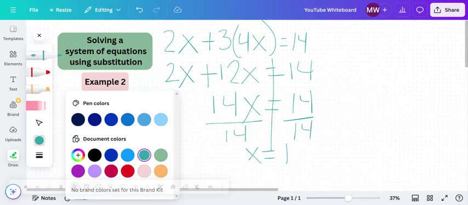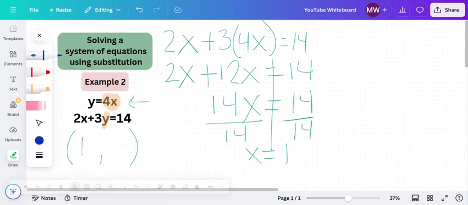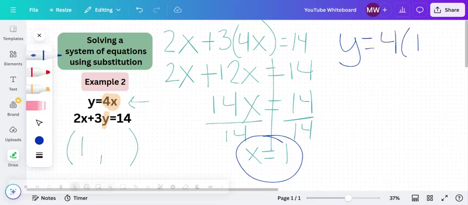So I'm going to use that equation. Anywhere I see x, I'm going to put the number 1 because we just did all this work to figure out that x and 1 are the same thing. So instead of y equals 4 times x, I'm going to put y equals 4 times 1. 4 times 1 is 4, so y is 4. So our final answer in an ordered pair is (1, 4), because x equals 1 and y equals 4.